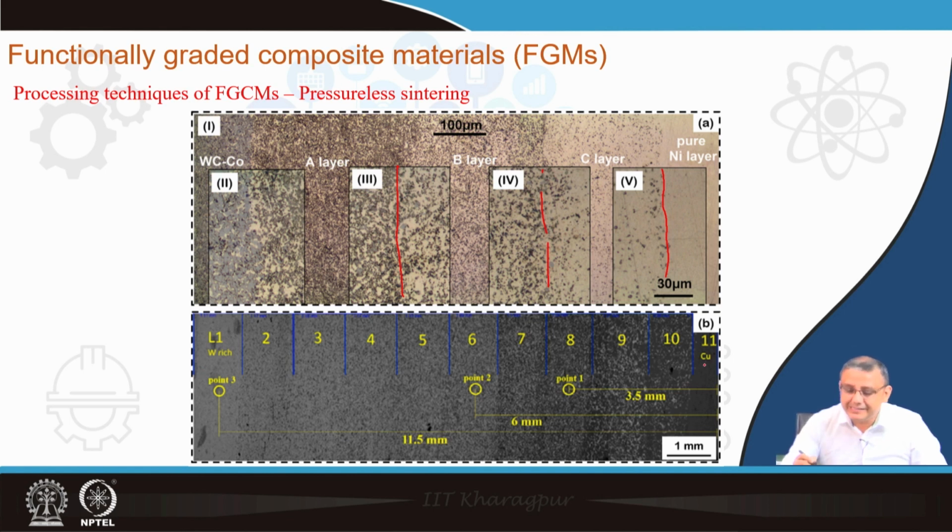On the right hand side you can see the 11th layer was copper, and the first layer that we see on the very top side is a tungsten rich layer. Again we can see that the transition from copper to tungsten is very gradual, and the overall sample thickness was 11.5 millimeter, as shown in this diagram.